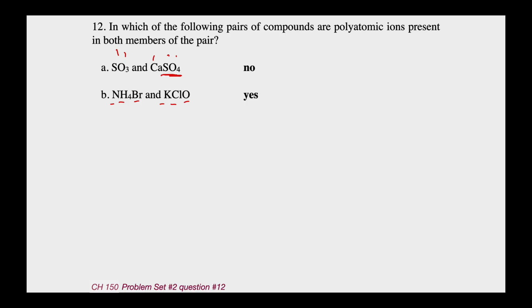In B, the first one, the NH4, is ammonium. It's a positive polyatomic, one of the few positive ones that we'll deal with a lot. In the second one, it's the ClO-. That's called hypochlorite. That's the polyatomic ion that you see in that one. So look for 3 or more atoms to distinguish if you have polyatomic ions in a species.